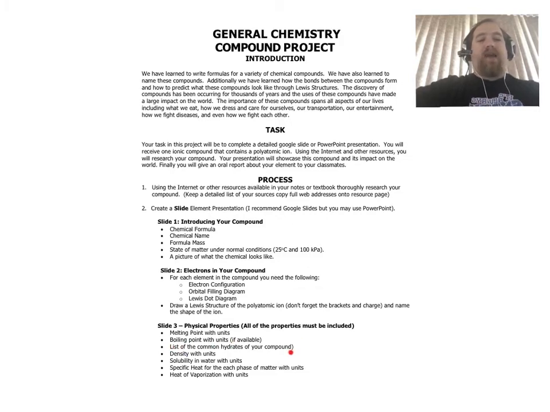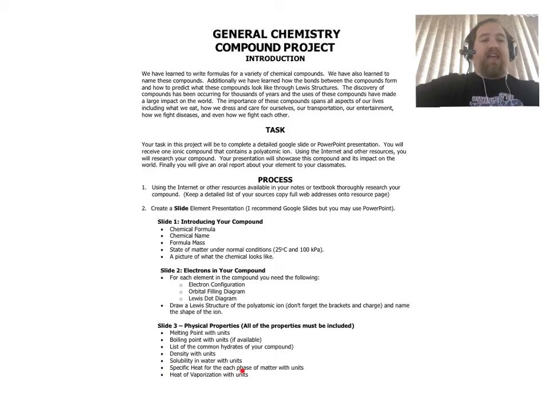List any of the common hydrates you can find. So if you take your chemical and put it into Google and search your chemical name, common hydrates, you should be able to figure that out. Again, full web addresses. You should be able to find the density with the units, the solubility in water with units, how soluble it is in water, how many grams per milliliter of water or something like that.